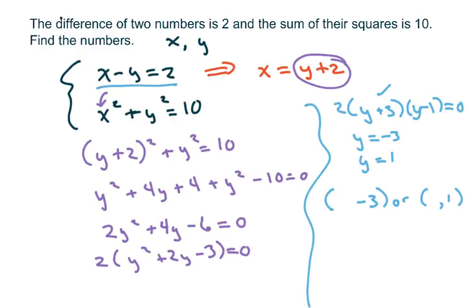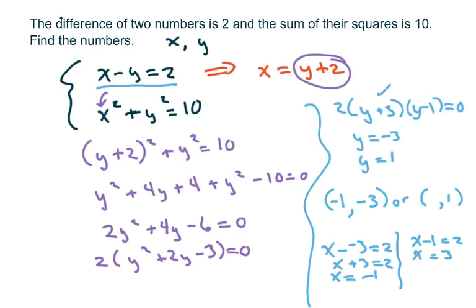So if y is negative 3, we have x minus a negative 3 equals 2. And so x plus 3 equals 2. So x equals negative 1. And if y is 1, I have x minus 1 equals 2. So x, if I add 1 to both sides, equals 3.